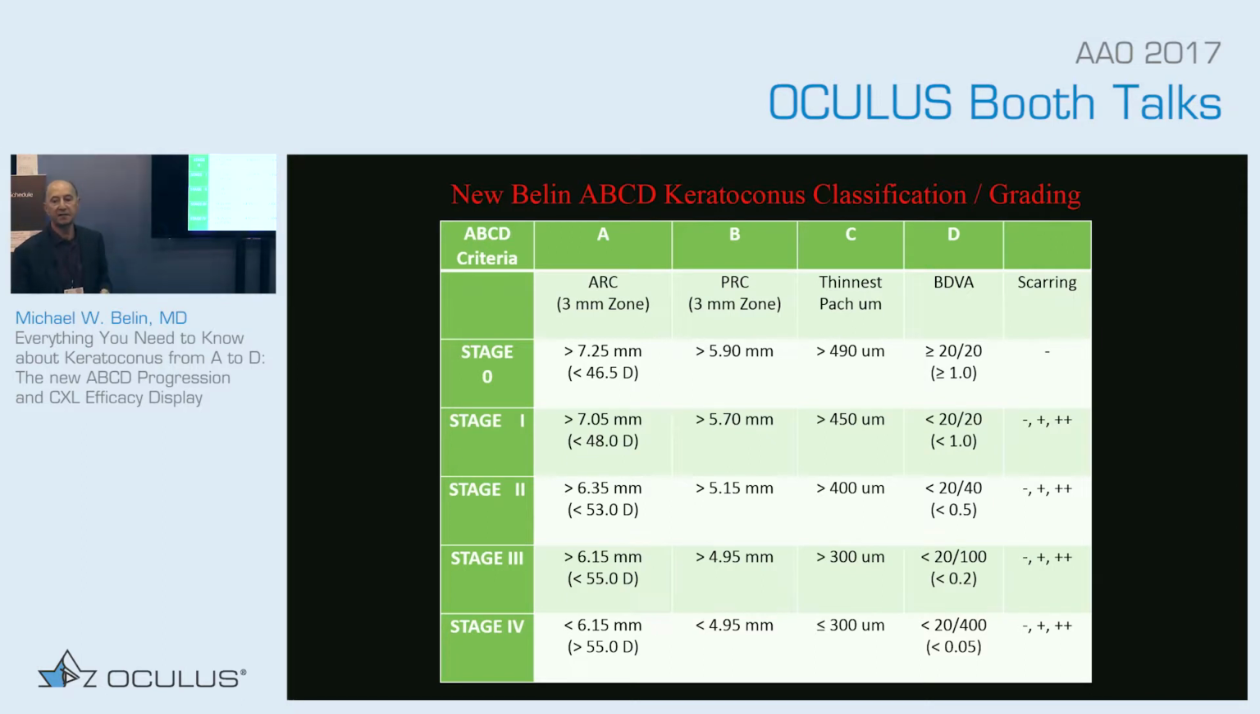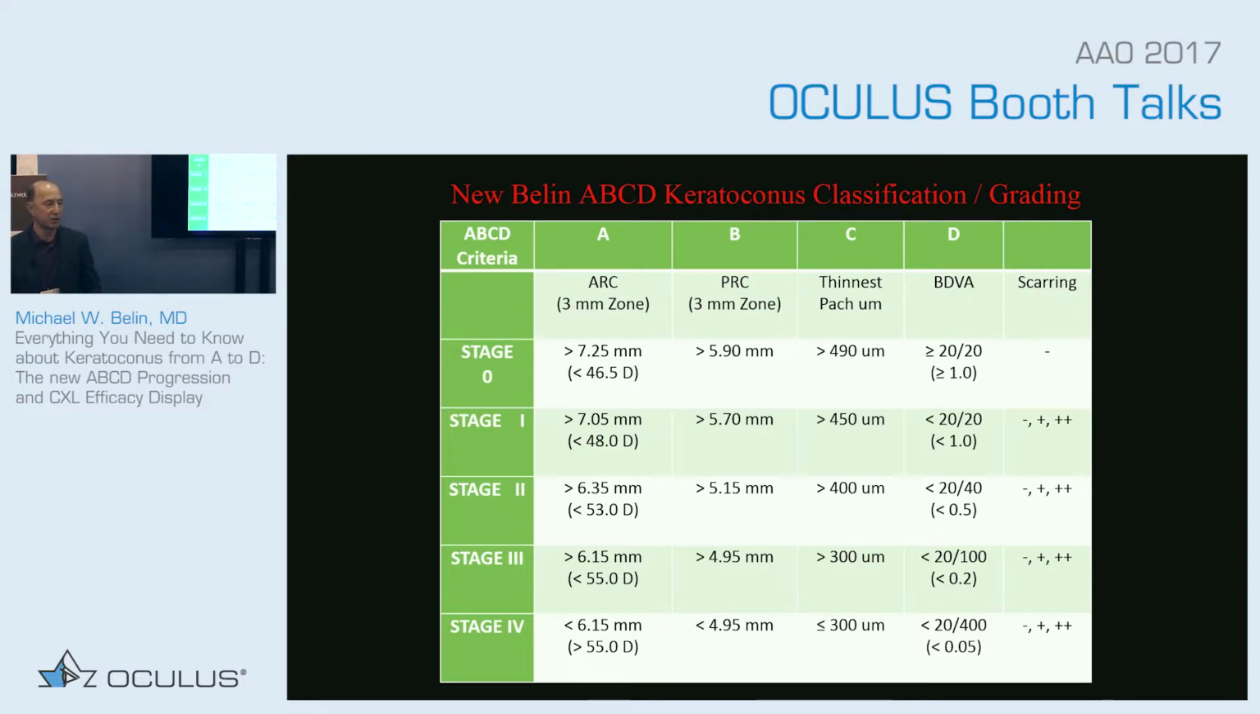So ABCD stands for A, anterior surface, B, back or posterior surface, C is corneal thickness, and D is distance visual acuity. And again, the A is a 3 millimeter zone surrounding the thinnest point. The B is the posterior radius of curvature of a 3 millimeter zone surrounding the thinnest point. C is corneal thickness, the minimal corneal thickness reading, and D is distance visual acuity.